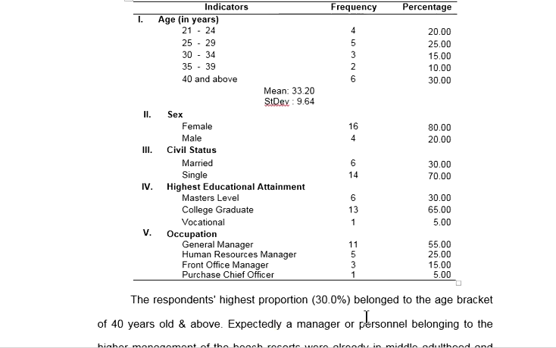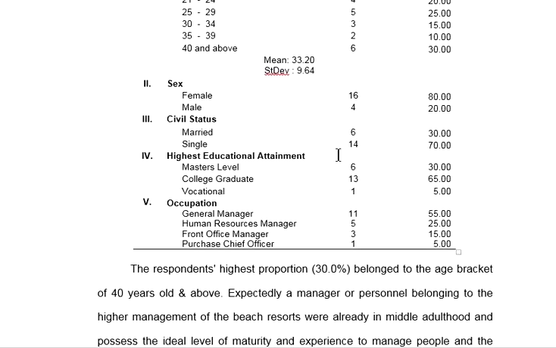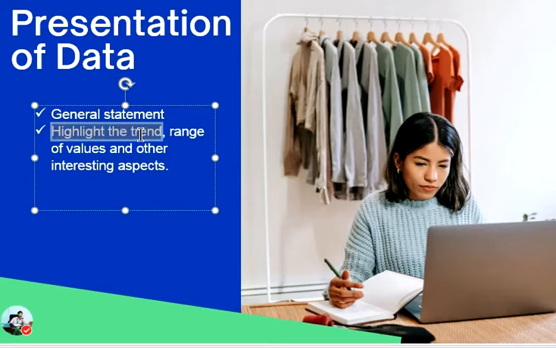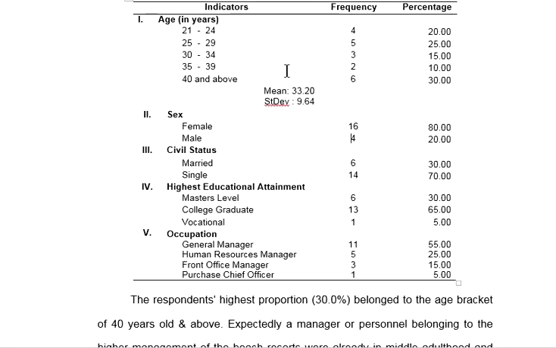So for the analysis and interpretation of data, instead of having a discussion to all the age brackets, you will just highlight the highest and the lowest. You will start with the highest and then you will proceed to the lowest. For example, in age, the highest frequency is what? 6. And then the lowest frequency is 2. So for your analysis and interpretation of your data, you will just highlight the trend. You will just highlight the highest and the lowest.